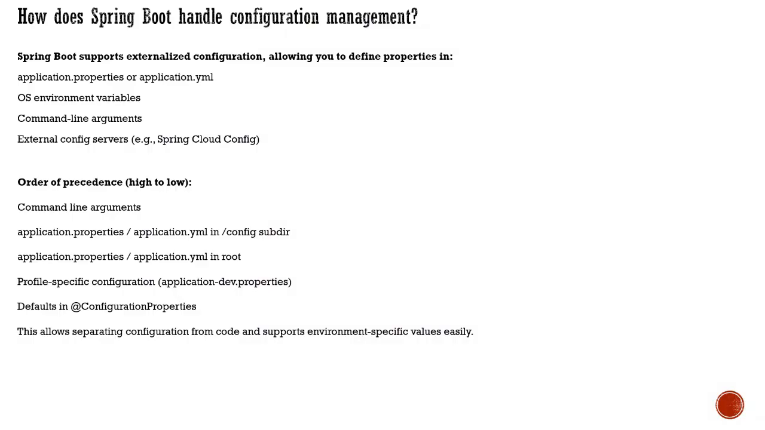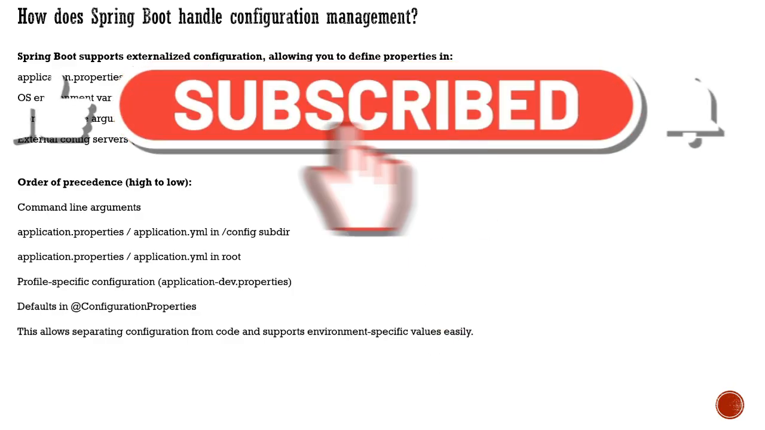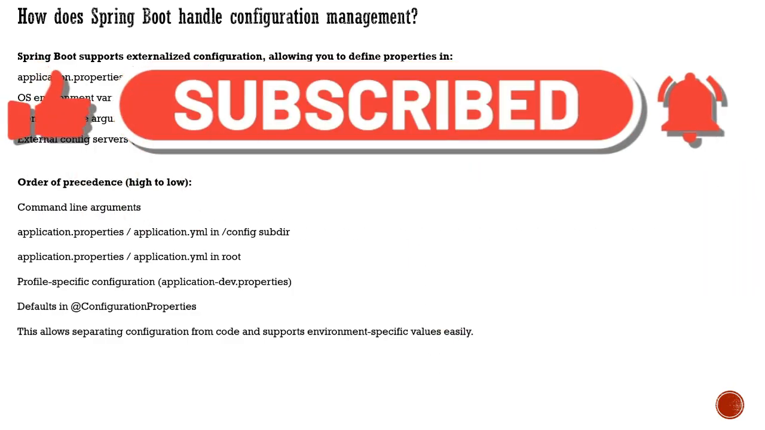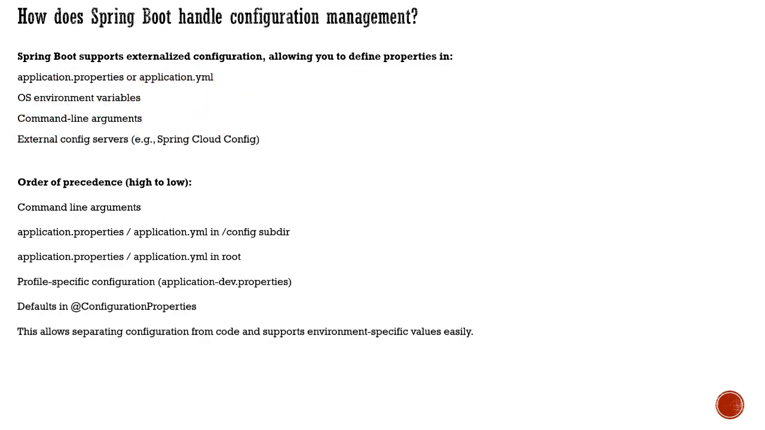Now, how does Spring Boot handle configuration management? This is one of the commonly asked interview questions. You will definitely find this in any interview you attend. Spring Boot supports external configuration, where you can define properties in application.properties or application.yml. In this, you can define OS related and environment related variables, command line arguments, and an external config server, so Spring Cloud configuration can be defined.